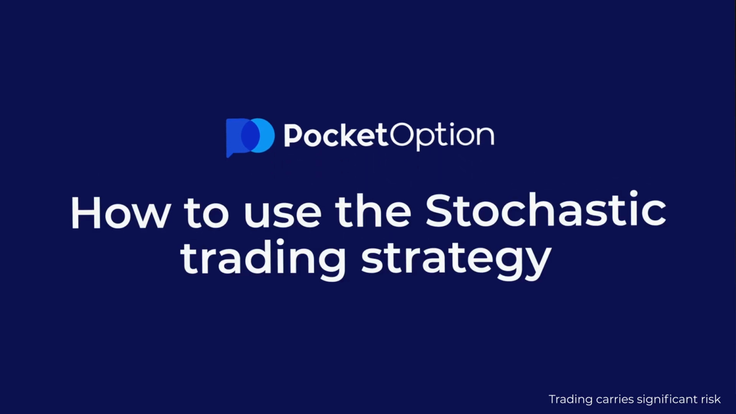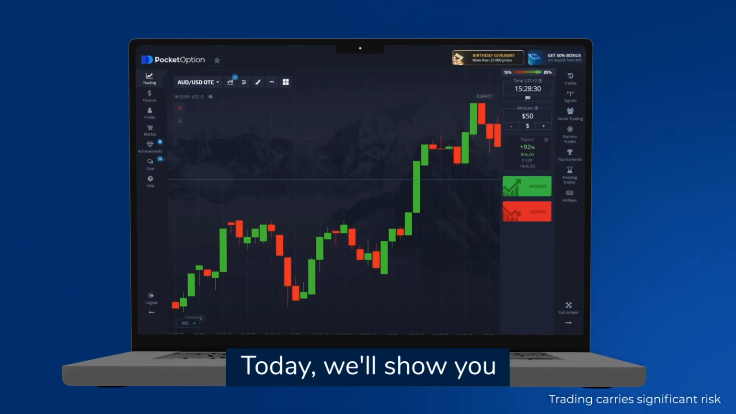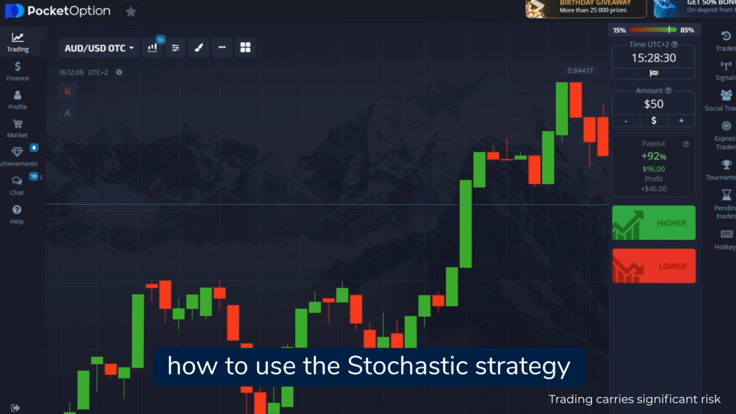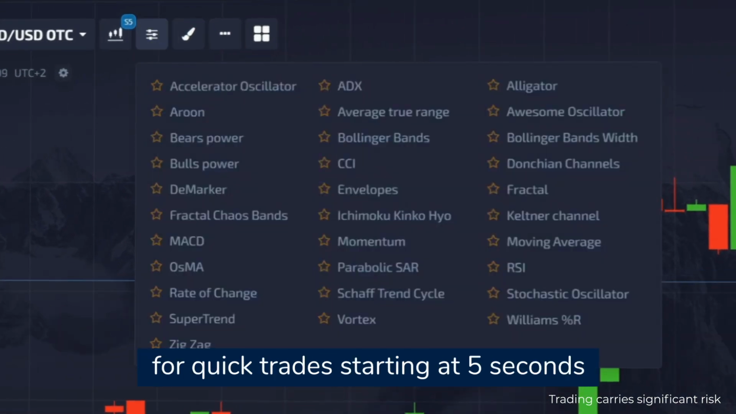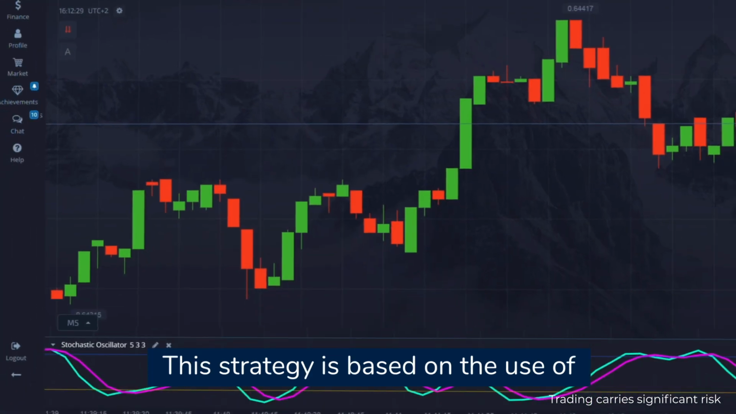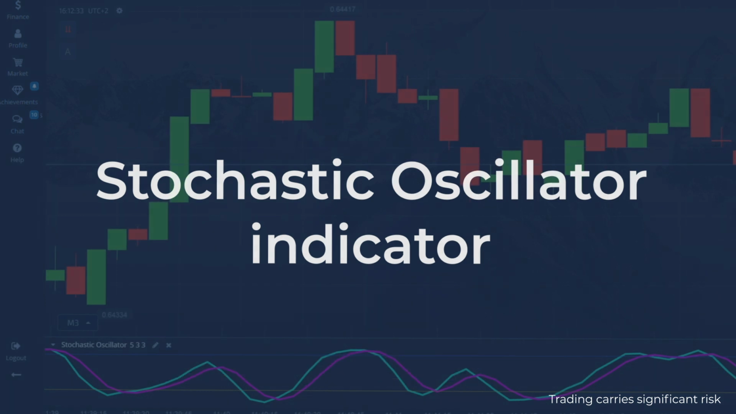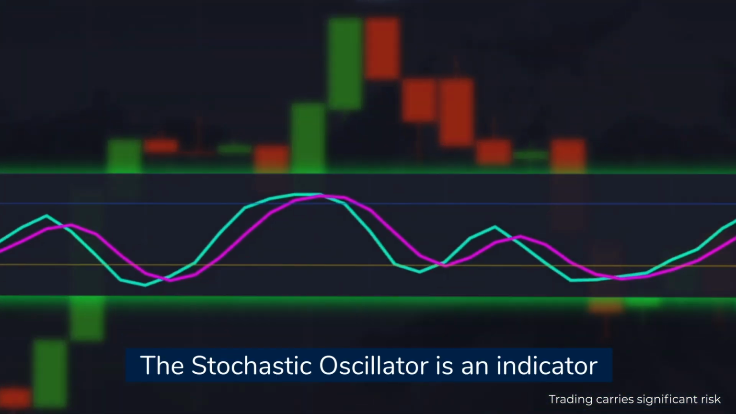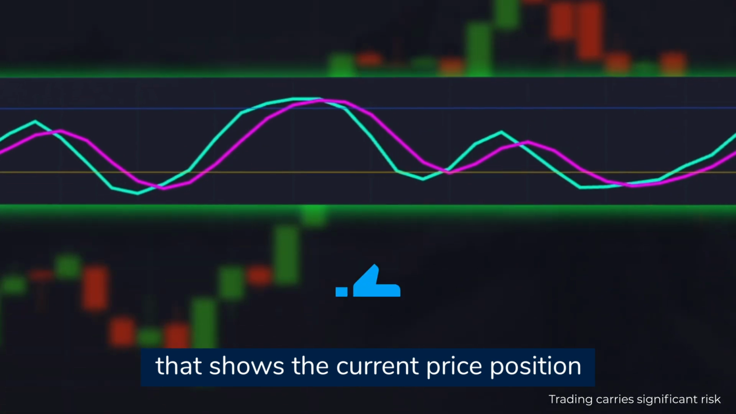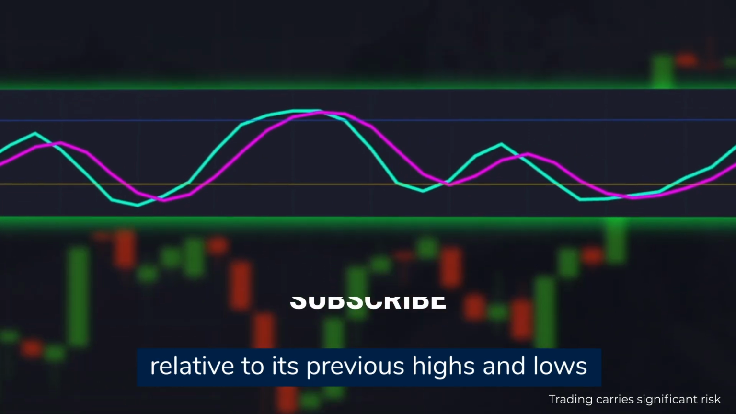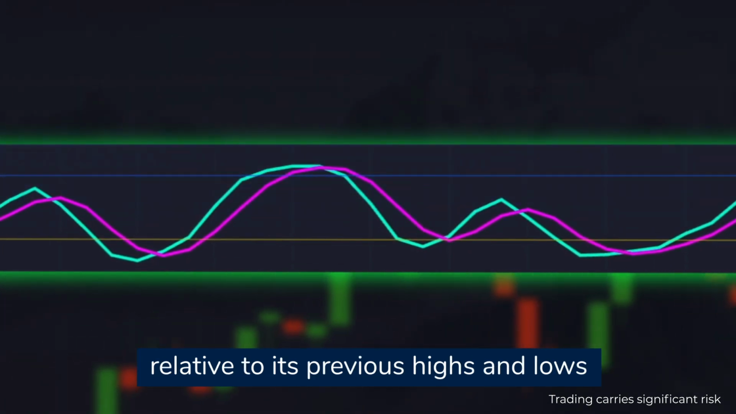How to use the stochastic trading strategy. Today, we'll show you how to use the stochastic strategy for quick trades starting at 5 seconds. This strategy is based on the use of the stochastic oscillator indicator. The stochastic oscillator is an indicator that shows the current price position relative to its previous highs and lows.